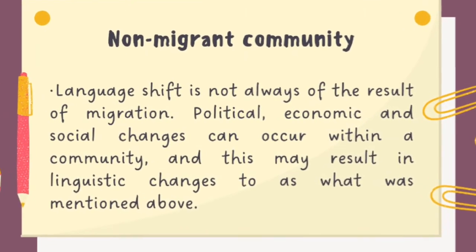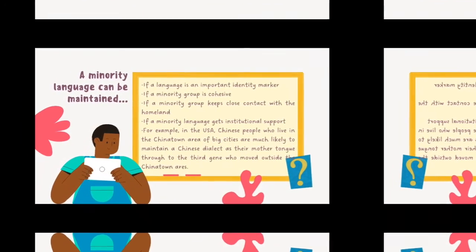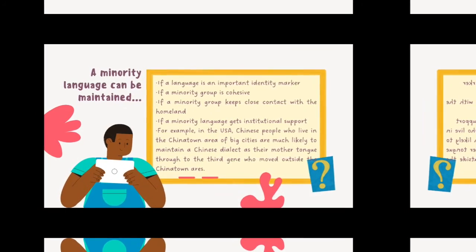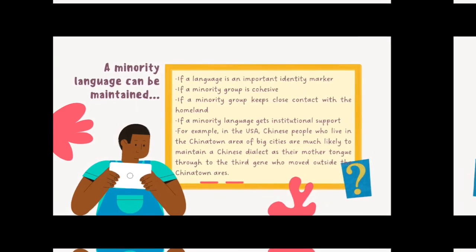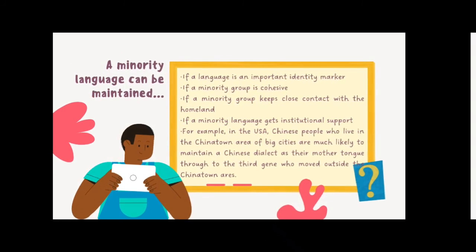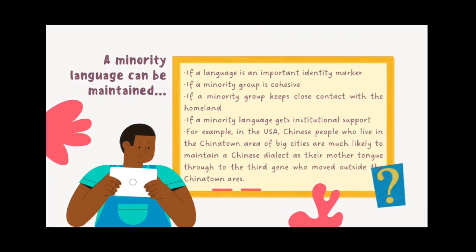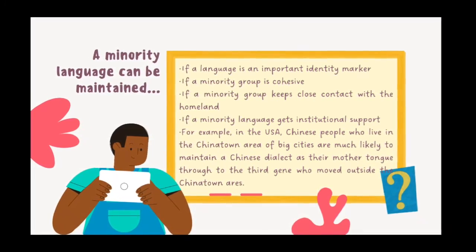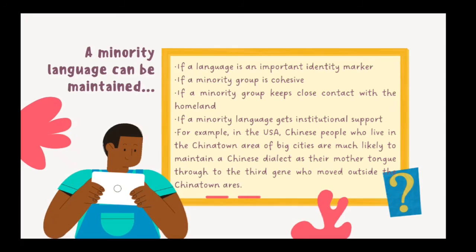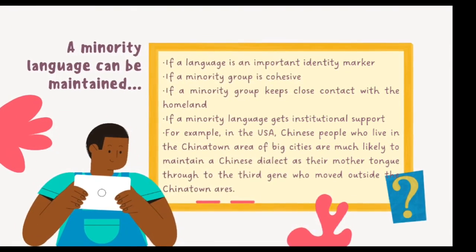At this time, we will answer the question: how can a minority language be maintained? The first one is, a language can be maintained if it is an important identity marker. A language can be maintained and preserved when it is highly valued as an important symbol of ethnic identity for the minority group. Second, the language can be maintained if the minority group is cohesive. Next, a language can be maintained if the minority group keeps close contact with the homeland, because it contributes to language maintenance. Lastly, the language can be maintained if the minority language gets institutional support.